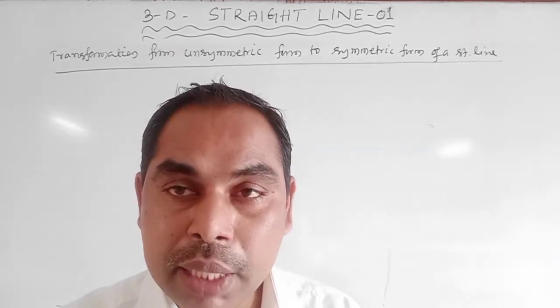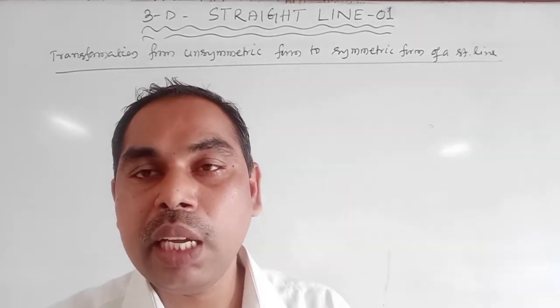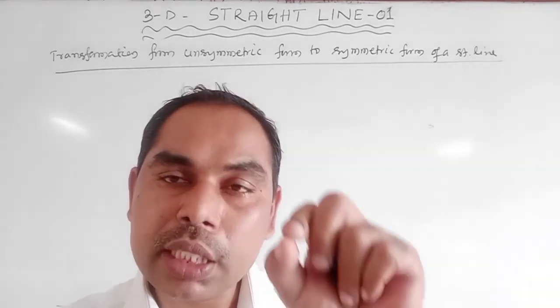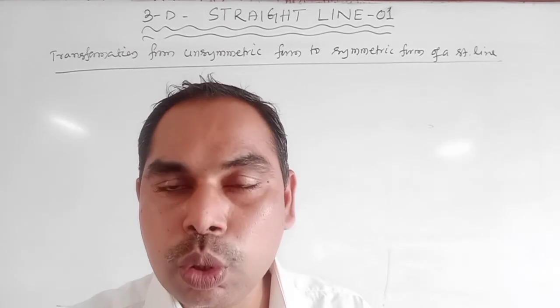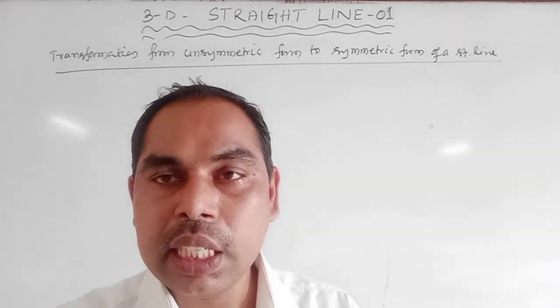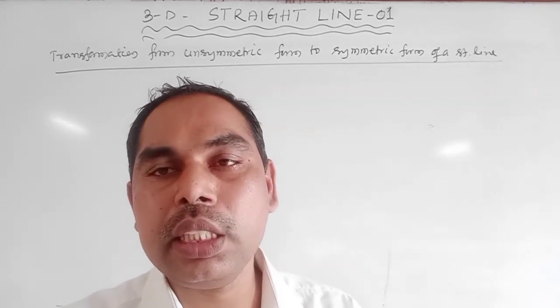In symmetric form we need a fixed point, meaning the point through which the line passes, and also we need the direction ratios of the line, DRs of the line, meaning the direction of the line.